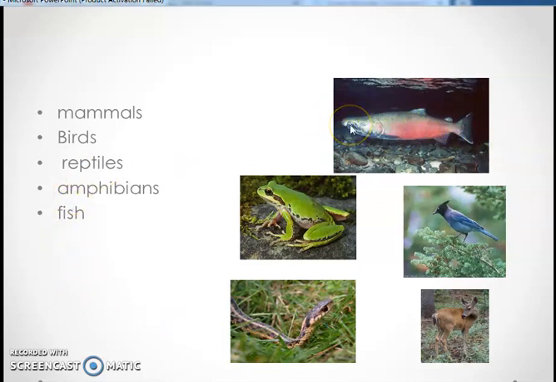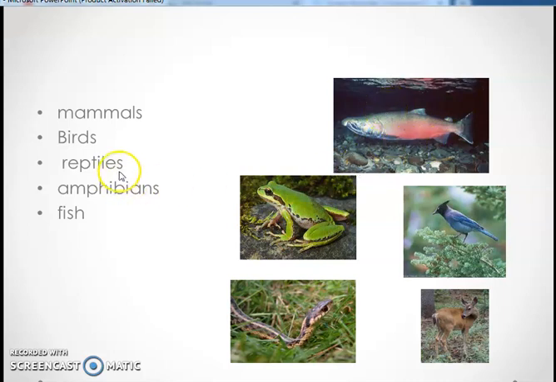Fish also belong to the vertebrate class because they have their backbone and the vertebral column. That is why they belong to the vertebrates group. So each group, the first one belongs to the mammal group. The second one here, this bird, this one reptiles, snake belongs to the reptile category, and frog belongs to the amphibians category, and fish belongs to the fish category.